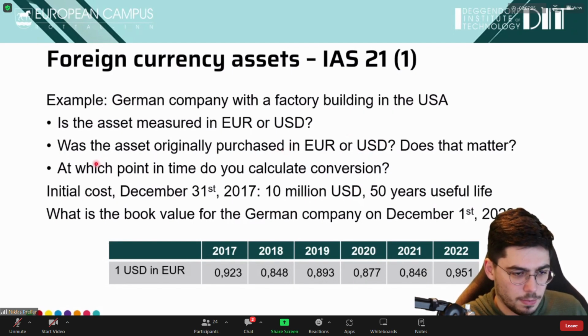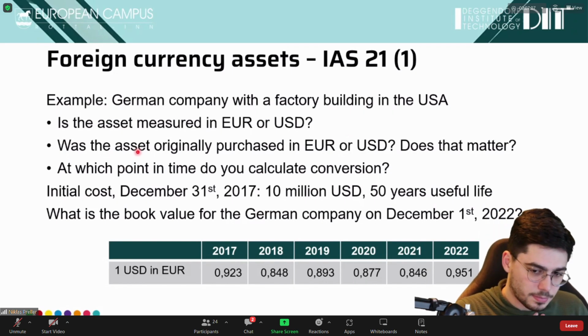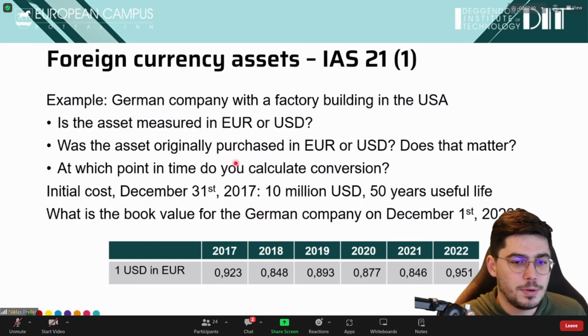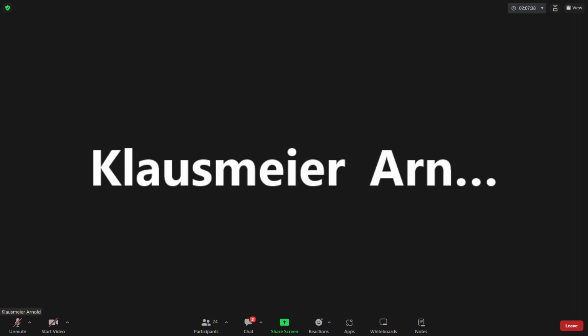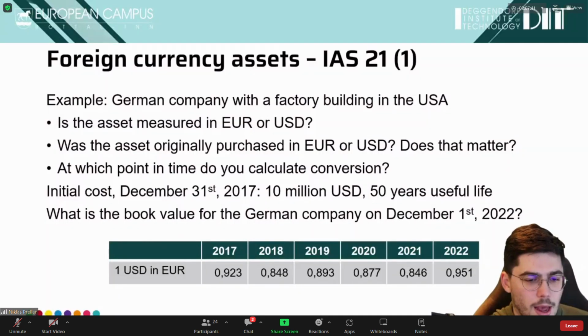So at which point in time do you calculate the conversion? We have the initial cost on December 31st, 2017 of 10 million US dollars and a useful life of 50 years on the factory. You calculate at the end of the year? Yeah, we have that at the end of the year.